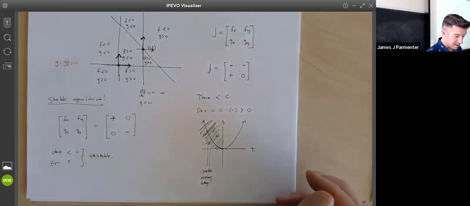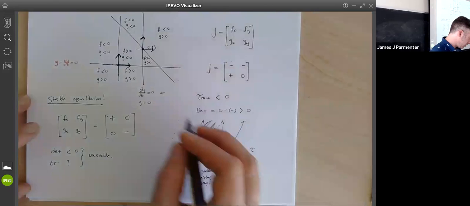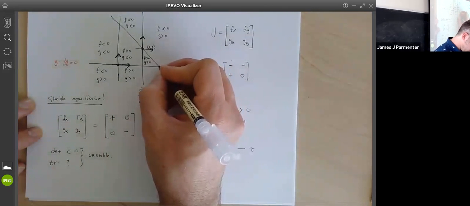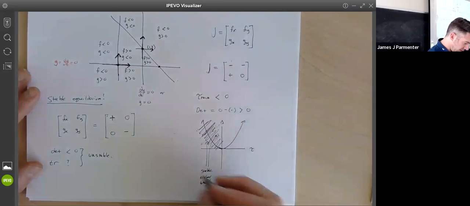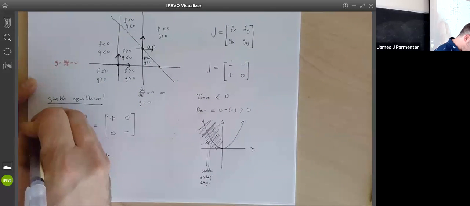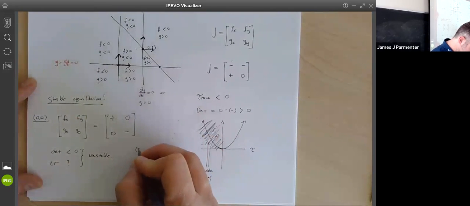I suppose we should also look at the last one. Last one, which was 2, 0 over here. I'm going to run out of room. So this was for 0, 0. Now we're going to look at 2, 0.